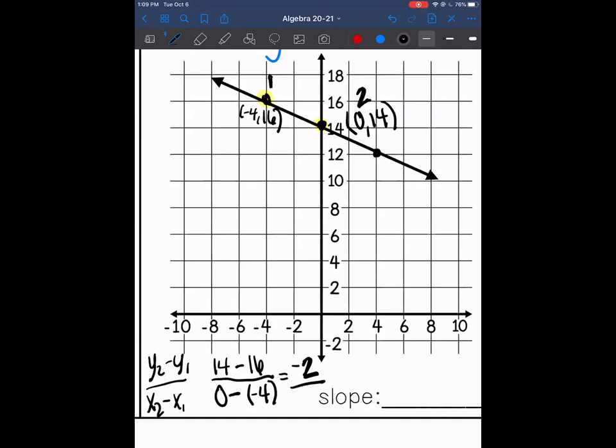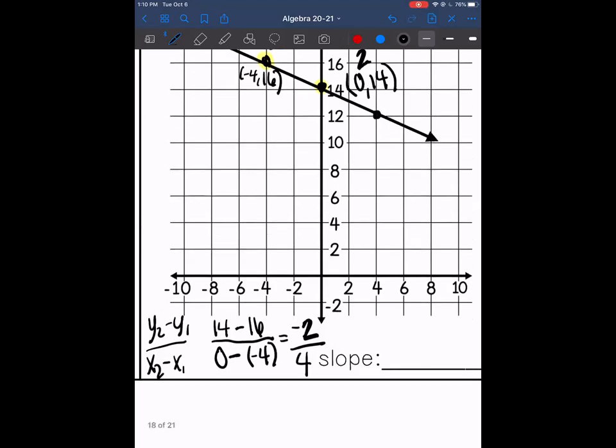And then 0 minus a -4. If we are subtracting a negative, that's really like saying addition. So 0 minus a -4, because when it's a negative, we're doing the opposite. Meaning I'm not subtracting, I'm adding. So 0 plus 4 is 4.